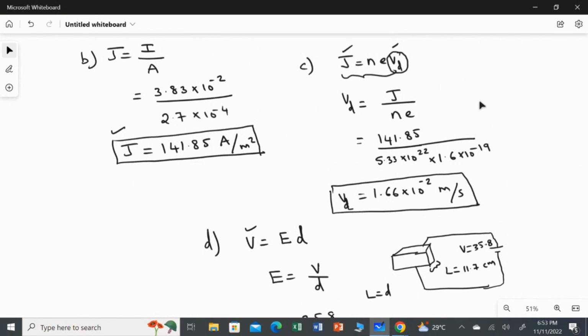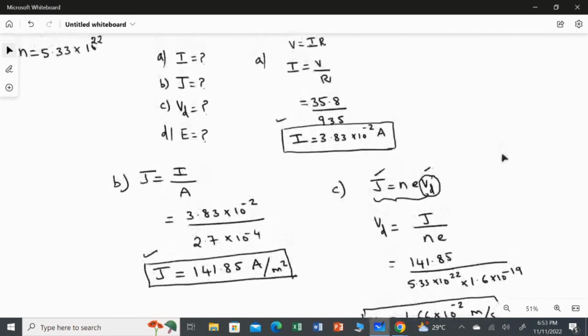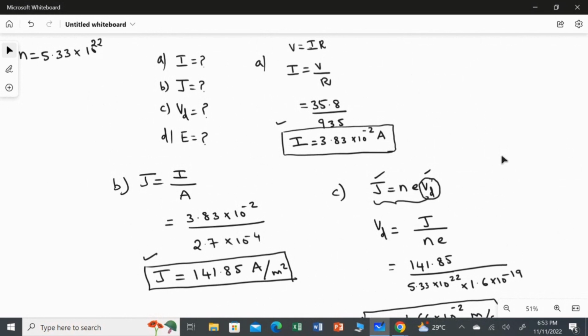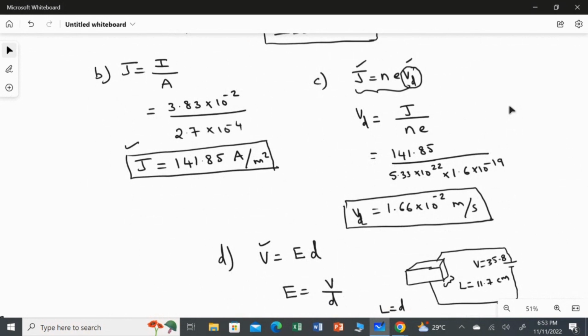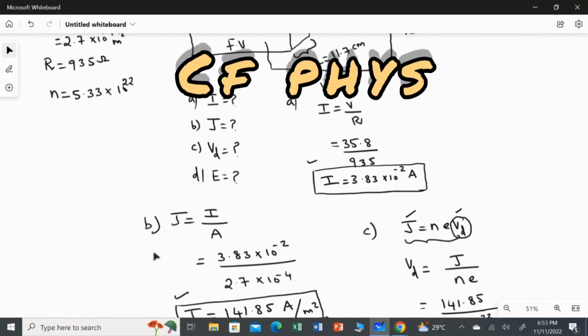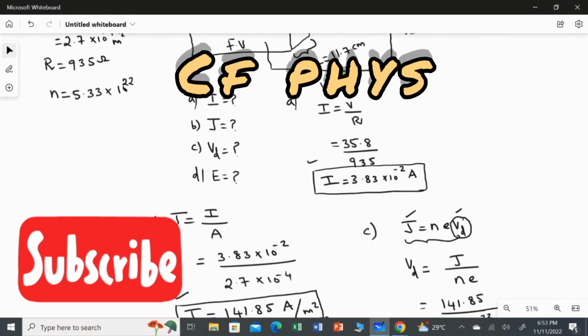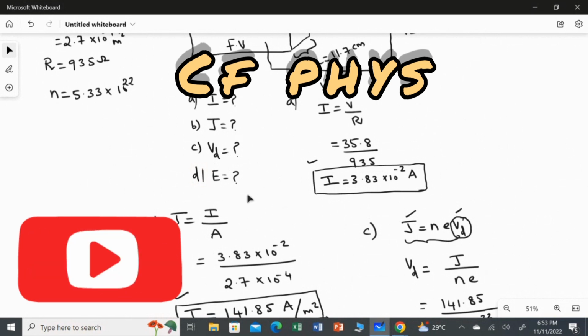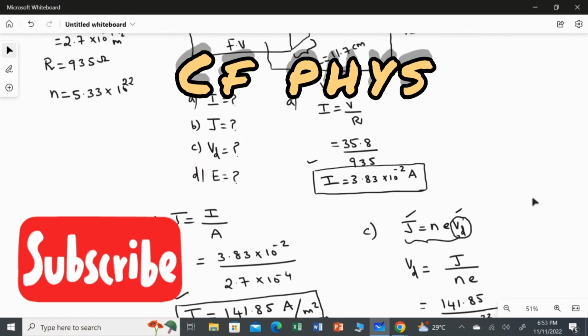So the most important thing in this question, actually this is a chain type question, am I right? Because in the first part we calculate the current, in the second part we calculate the current density, in the third part we find the drift speed, and in the fourth we found the value of the electric field. So if you made any mistake in the first question, what will happen? The rest of the questions will be wrong, right? So please calculate the current and the current density properly, otherwise the rest will be wrong. Understand? That's it. Thank you.